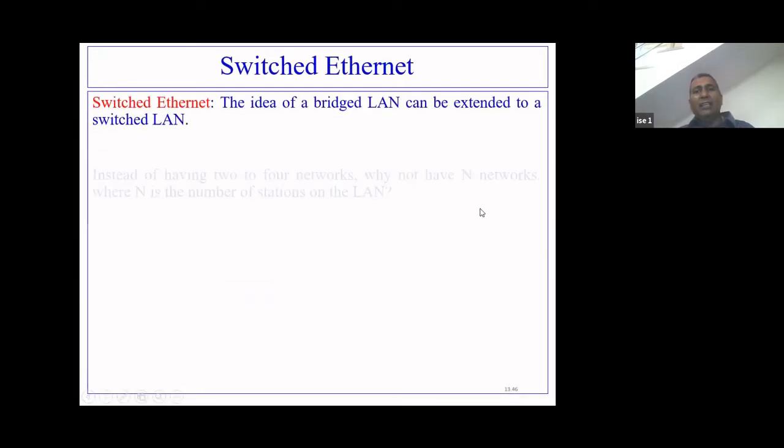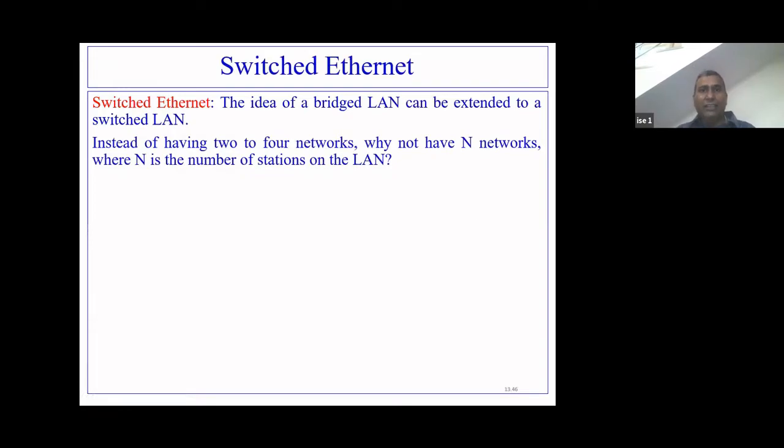Next was switched Ethernet. The idea of bridge LAN could be extended to switch LAN. So instead of a bridge, now we will have something called a switch. Instead of having 2 to 4 networks, why not have n networks, where n is the number of stations? So if 10 stations are there in the network, let there be 10 separate domains connected through a switch.